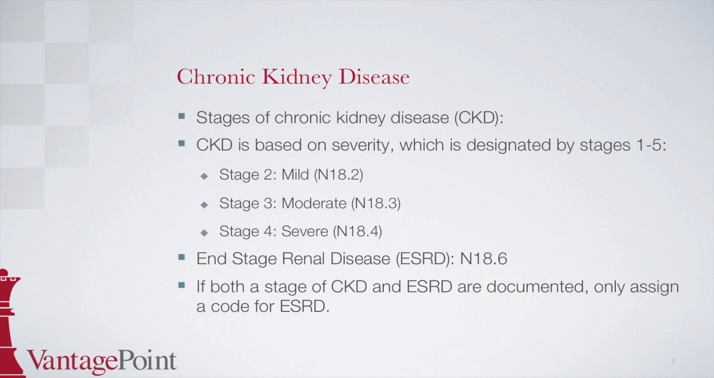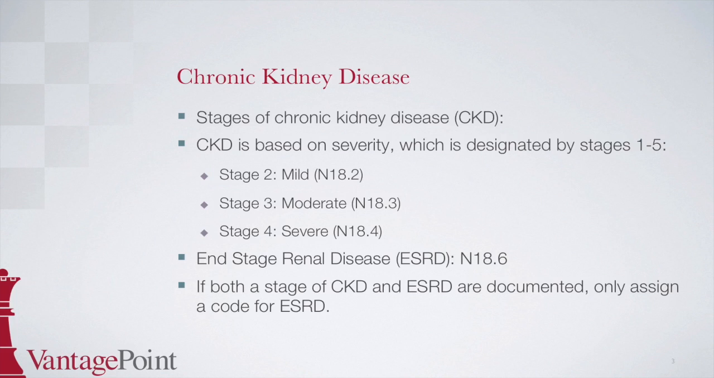One of the common conditions found in this chapter is chronic kidney disease, or CKD. There are 5 stages of CKD, and the stages go from least to most severe. The 4th character corresponds to the stage of the CKD. So as you can see on your slide, Stage 2 is N18.2 and Stage 3 is N18.3. End-stage renal disease, or ESRD, is coded to N18.6.